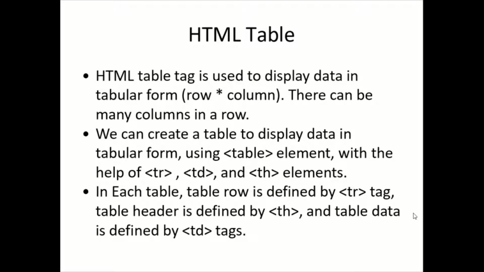The HTML table tag is used to display data in a tabular format in the form of rows and columns. There can be many columns in a row. We can create a table to display data in tabular form using the table element with the help of tr, td and th elements. In each table, a table row is defined by the tr tag, a table header is defined by the th tag, and table data is defined by the td tag.